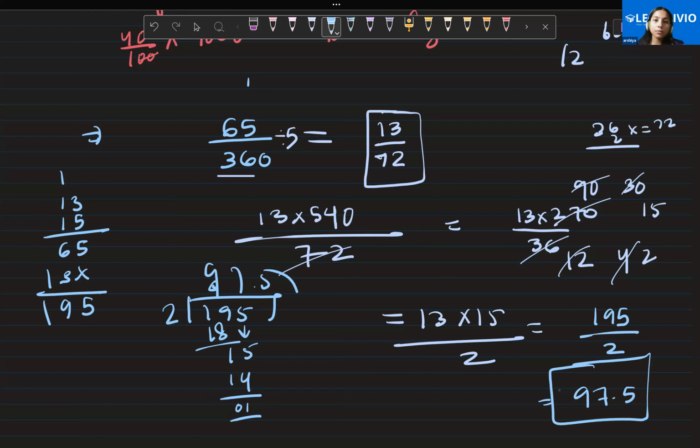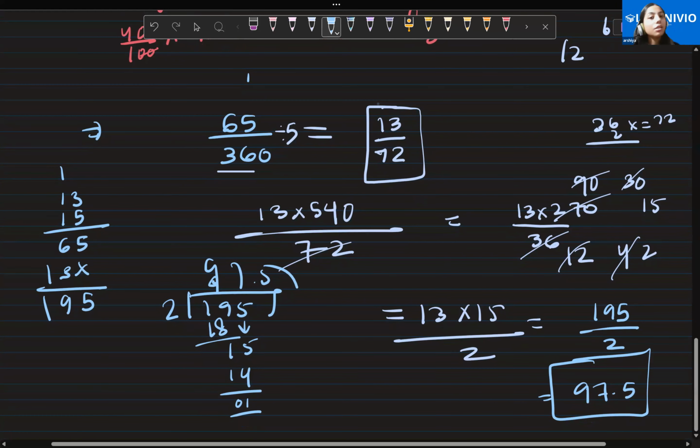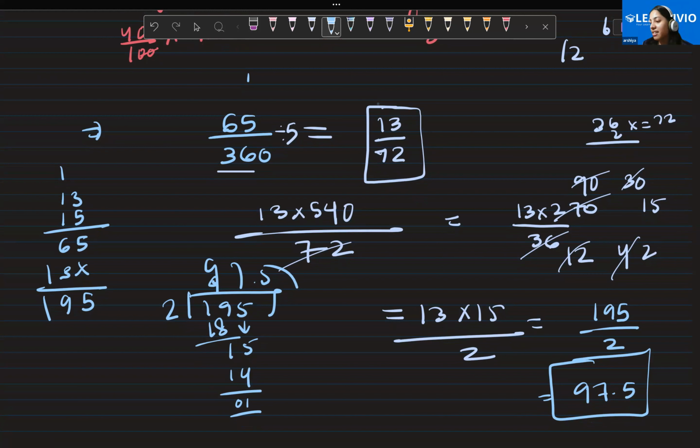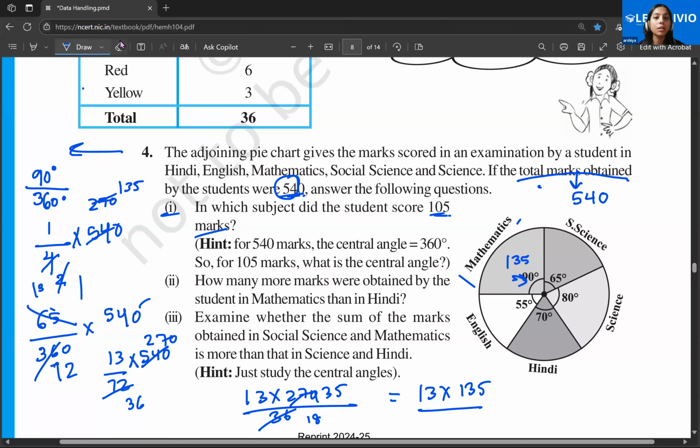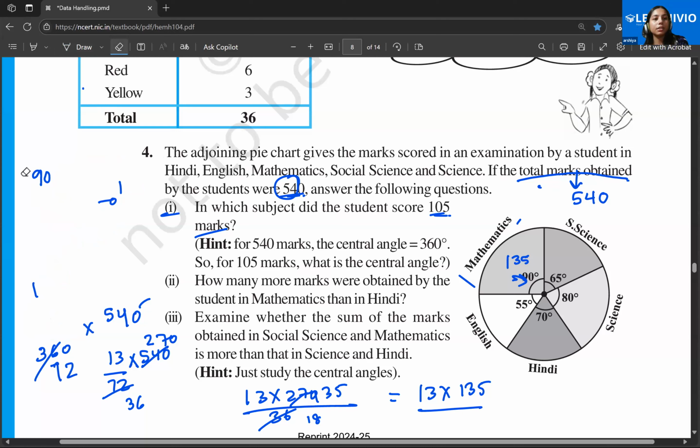Yes, mom. It's a little bit long calculation. Write this down. Mom, I wrote it. Okay, so this was for which subject? I think SST. Yes. So just write like in a table form. For maths, the marks are 135, and for SST, it is 97.5, I guess.